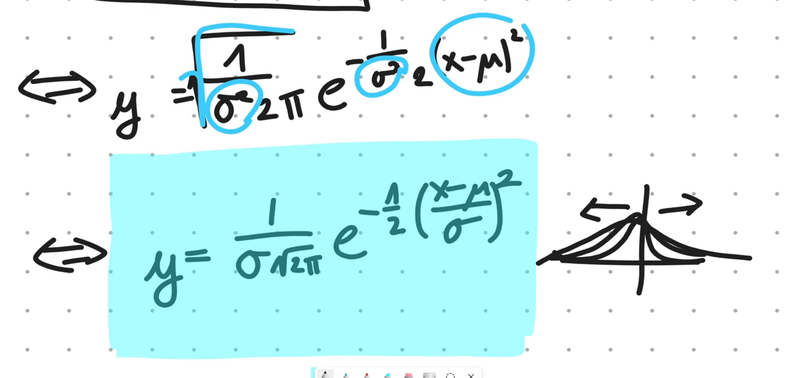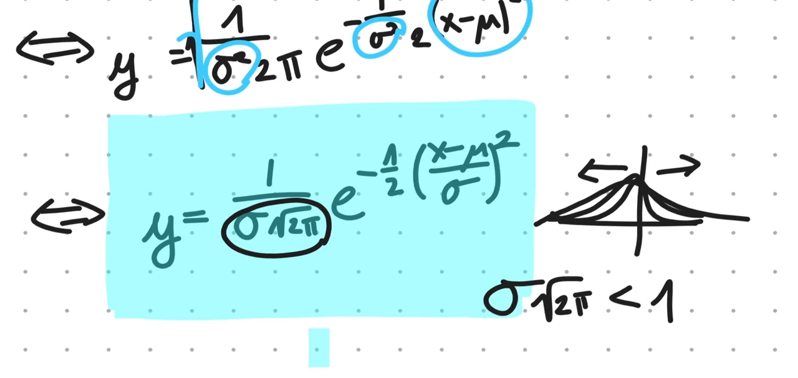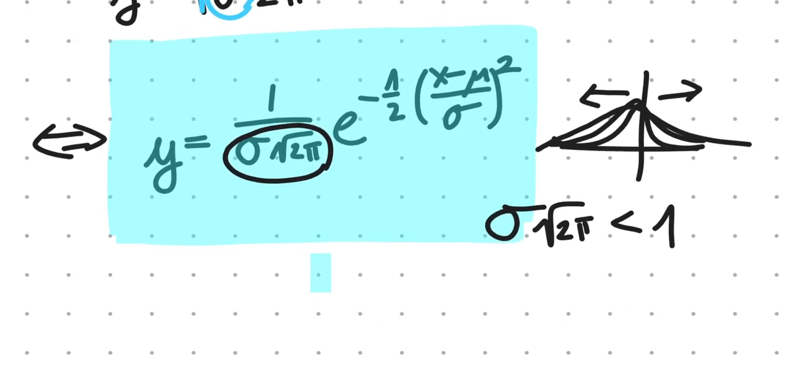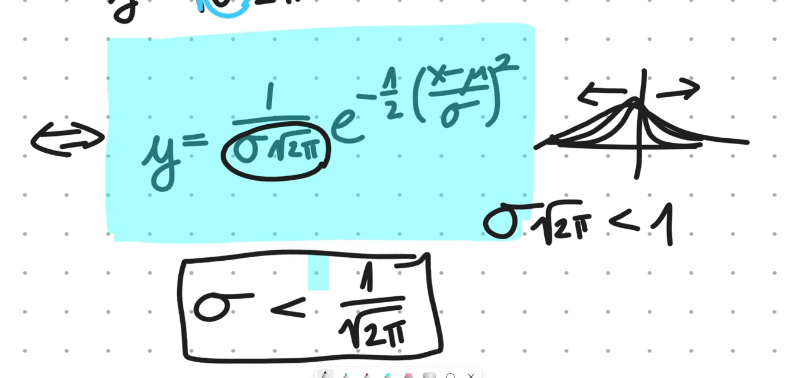Now, since everything is on the denominator, I cannot make the function blow up to infinity unless sigma times the square root of 2 pi is less than 1. When it's less than 1, then sigma should be less than 1 over the square root of 2 pi, which is a very, very small number. But this almost never pops up, so this is a valid equation.